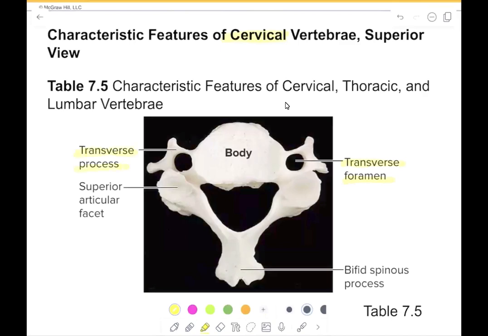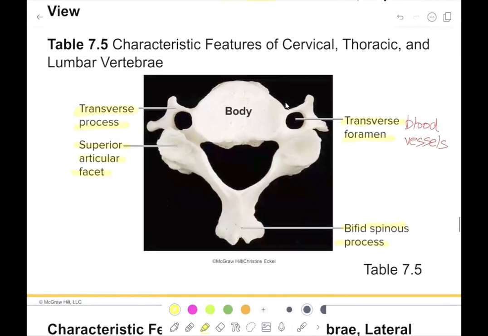These are characteristic features of cervical vertebrae, and in particular, cervical vertebrae have transverse foramen that are present in the transverse process. This is only in the cervical vertebrae because there are actually blood vessels which run parallel to the cervical region of the vertebral column. There's also a bifid spinous process only in this region. The spinous process is not going to be as defined as in other regions of the vertebral column. The superior articular facet, remember, is a flattened structure that articulates with, in this case, the vertebra that is superior to it.